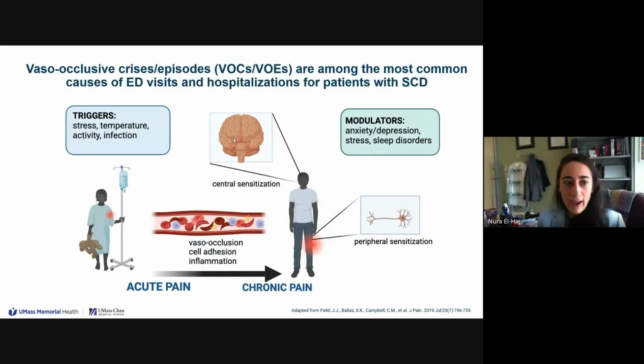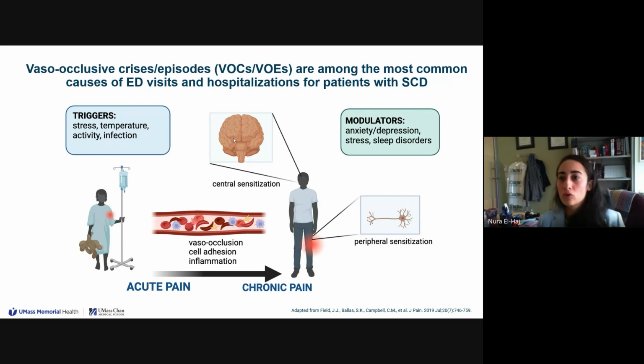So pain can be triggered by a lot of different aspects. We call acute pain, or these acute episodes, vaso-occlusive episodes, are the number one reason why our patients come to the emergency department or are hospitalized. That can be triggered by things like stress, temperature, like really cold temperatures, really hot temperatures, dehydration. Living in Massachusetts, I mean, the winters are not kind to our patients. Infection, strenuous activity, all of that can impact pain.